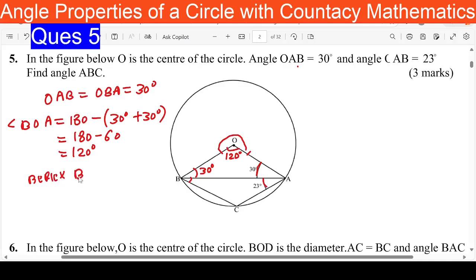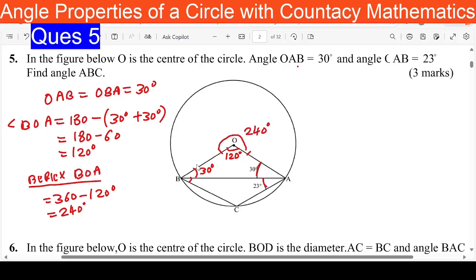Reflex BOA. We get that by doing 360, which is the total number of degrees around this circular place, and then we minus the inner angle, which is 120 degrees. 360 minus 120, that's 240. Therefore, that angle over here is equivalent to 240 degrees.